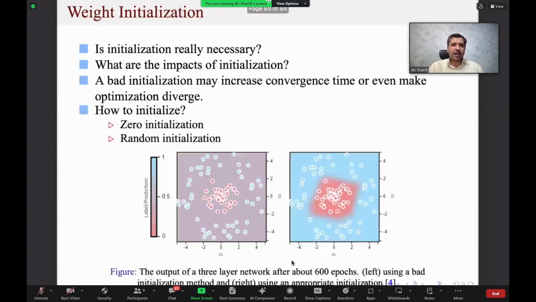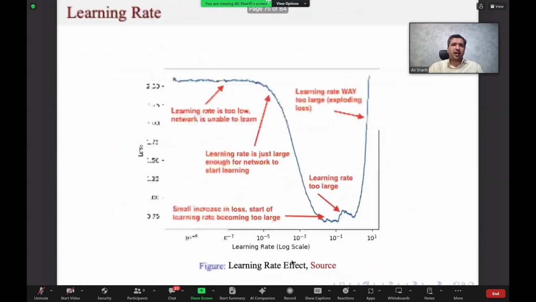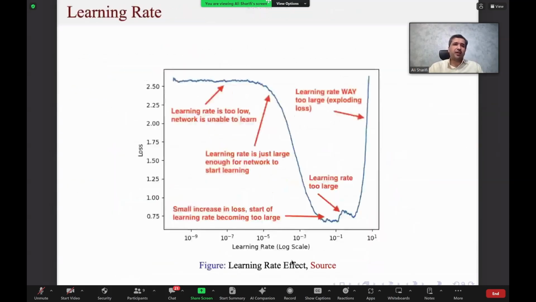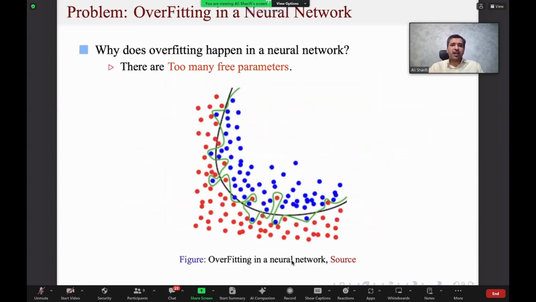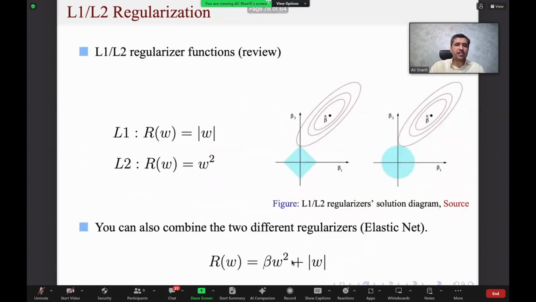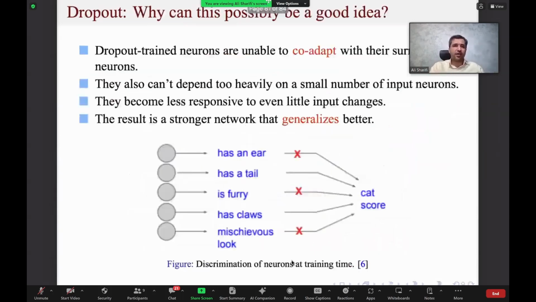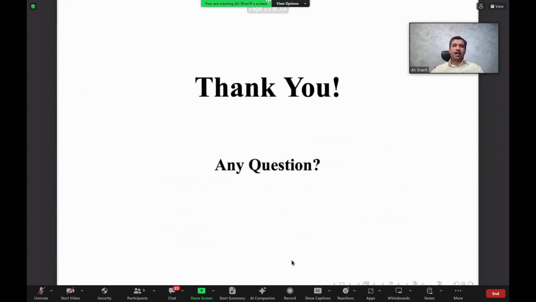I skip the details here, and there are many parameters that we can play with. For example, the learning rate. We can think about overfitting, and we can introduce regularization or do early stopping, and we can think about many different approaches in order to achieve the best results.